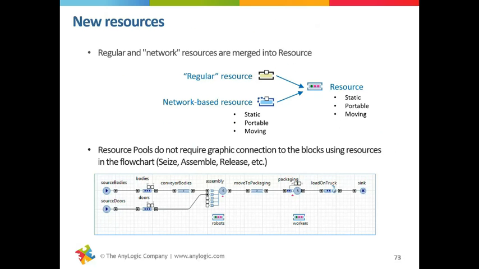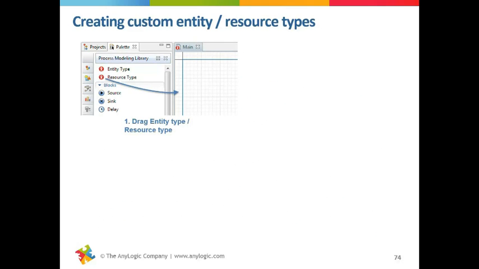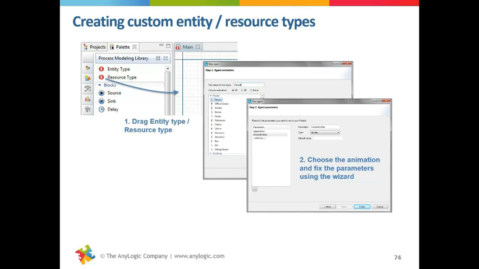In AnyLogic 7, you no longer need to choose between regular resources and network resources. Now there is one unified resource block that no longer needs to be visually connected to process blocks. To create a custom resource type, drag resource type onto the main workspace and select Options in the wizard. And that resource type will be created as a new agent.